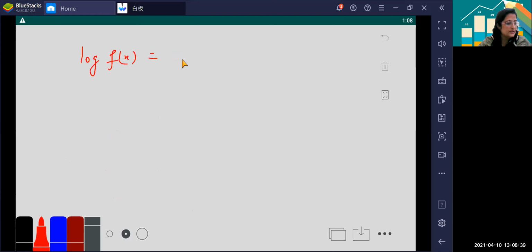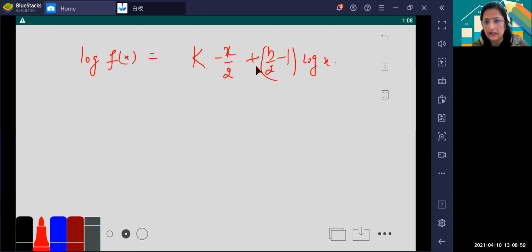This is equal to, जो सारा constant है 1 by 2 raised to power n by 2 gamma n by 2, I am writing this as k. Then you will have e raised to power minus x by 2, वो as it is आ जाएगा minus x by 2. Then plus n by 2 minus 1 into log of x. So you are left with this after taking log. Now differentiating with respect to x.